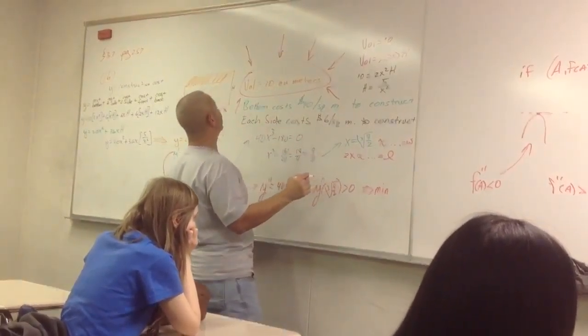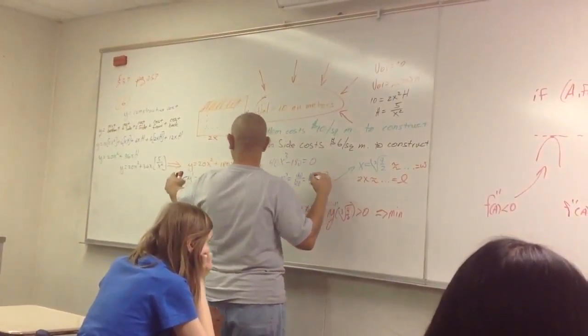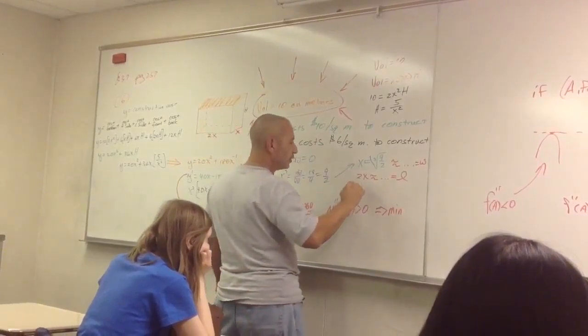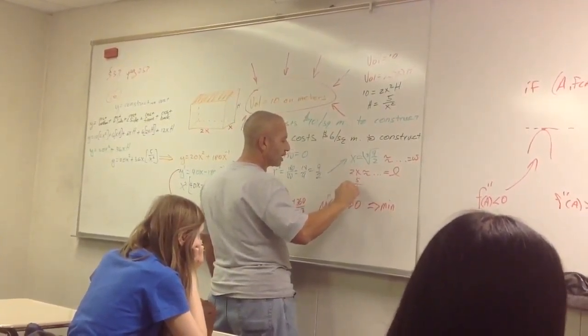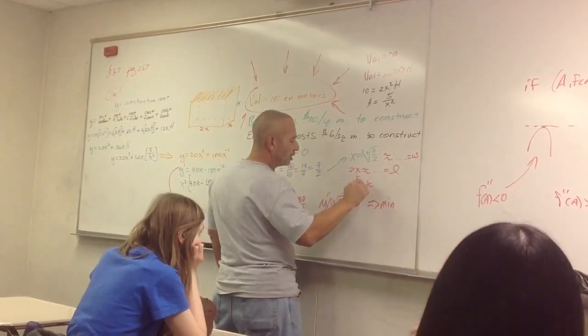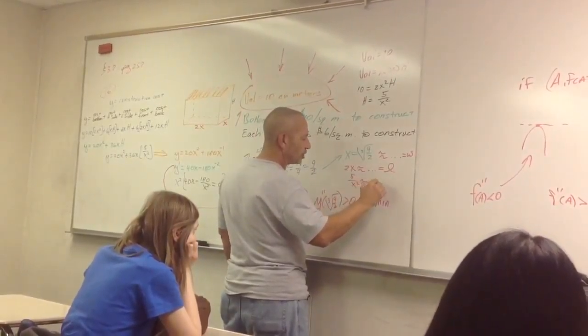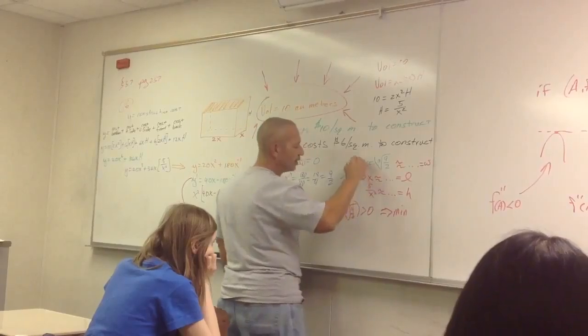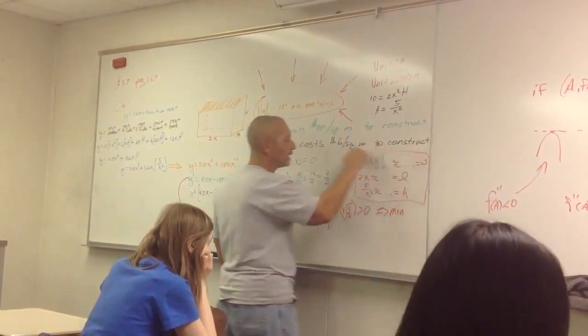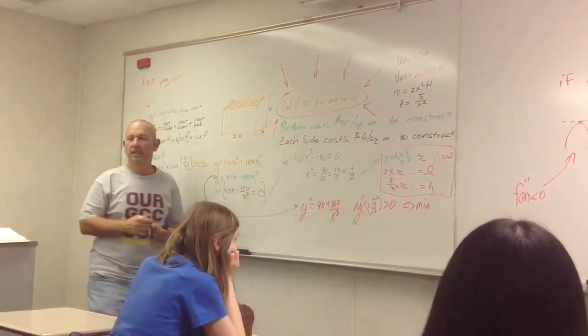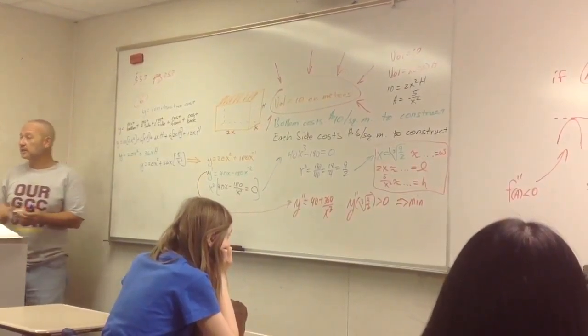And then you're going to take, well, h is what, 5 over x squared? So then you're going to take 5 over x squared, and that will be, after you approximate it out, the height. So now you'll have the width, length, and height of the box that costs the least to make.